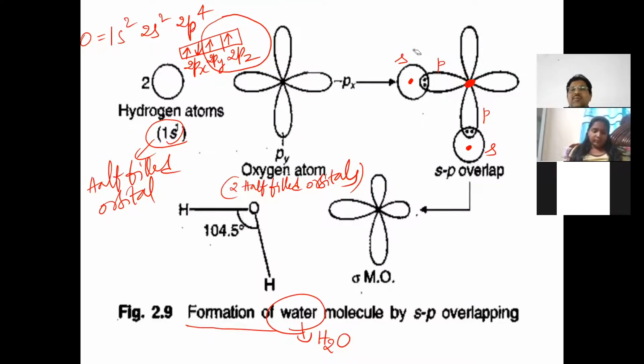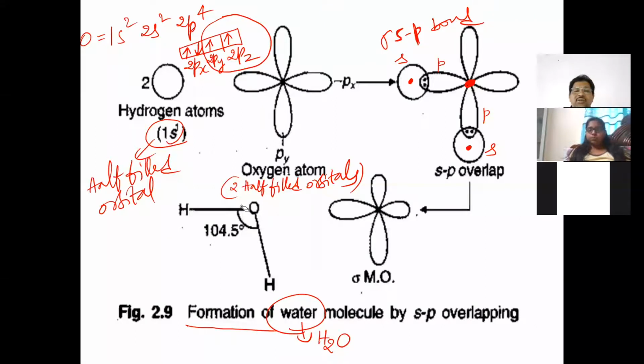Whenever an s orbital is involved, only a sigma bond is formed. So this bond between s and p is called a sigma sp bond. Why is it called a sigma bond here? Because the s orbital is involved. s orbitals can form only sigma bonds. The symbol indicates sigma. So a sigma sp bond is formed here, and here also a sigma sp bond is formed.